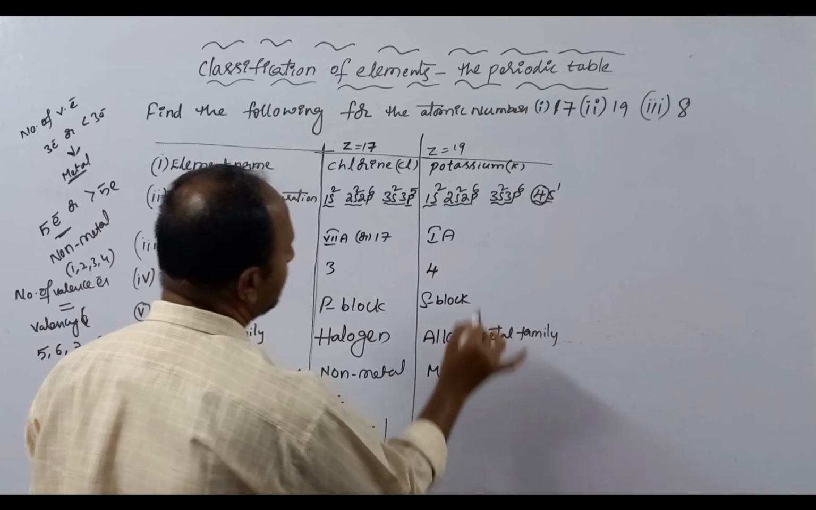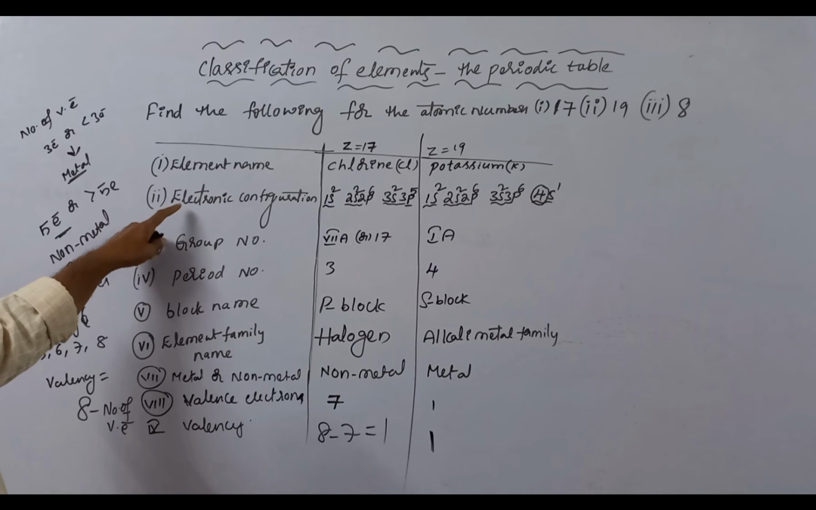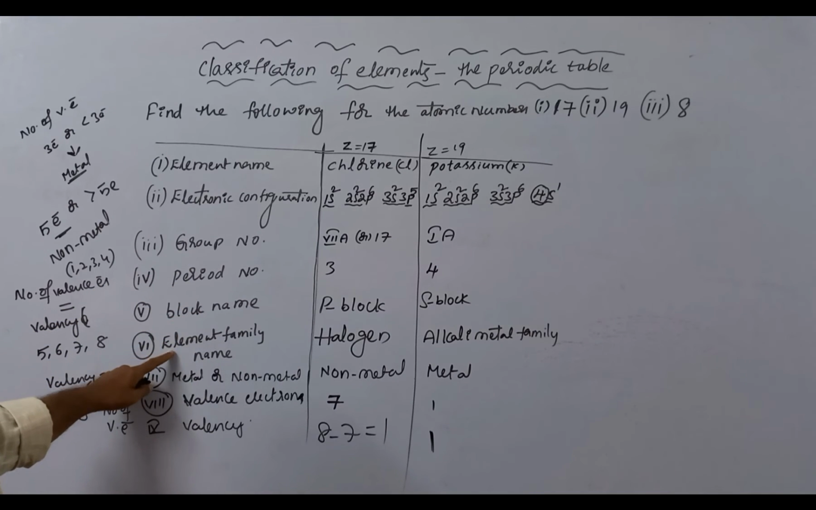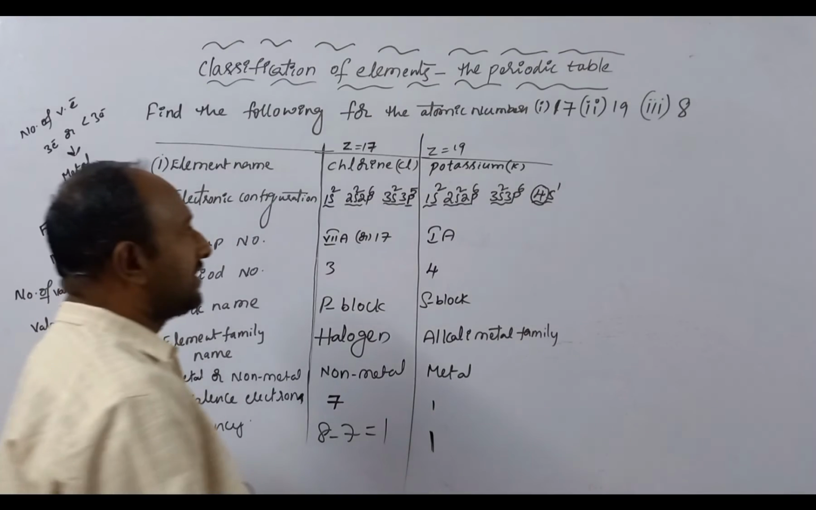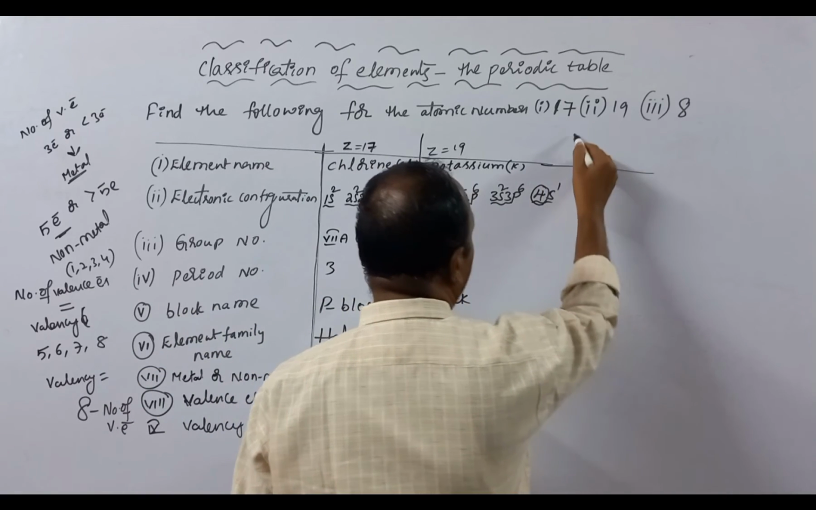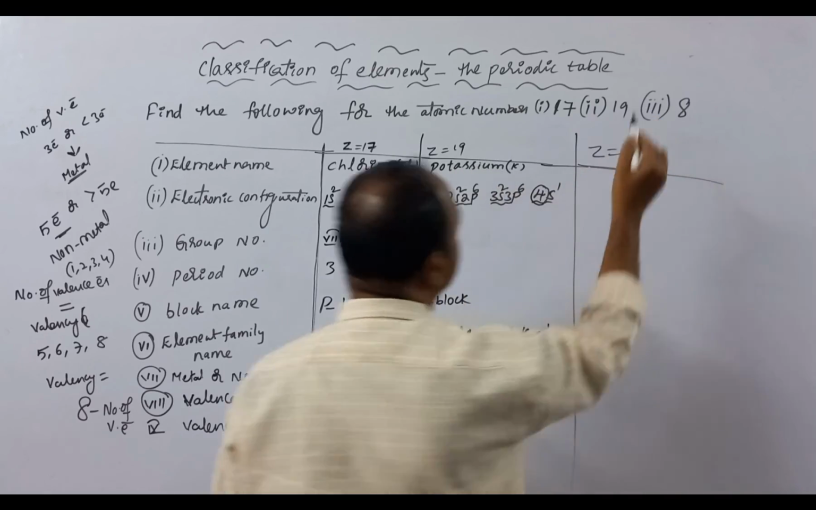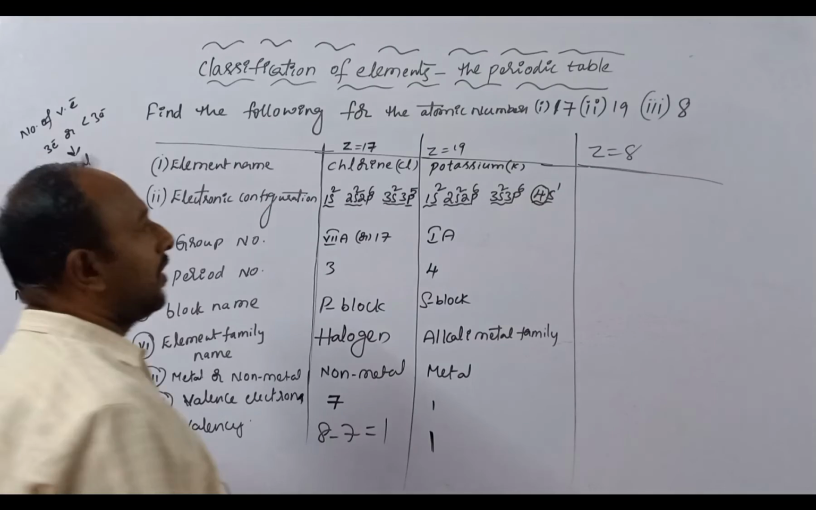So these are characteristic properties of atomic number 19: element name, electronic configuration, group number, period number, block name, element family name, metal or non-metal, valence electrons or valency. Last one, atomic number 8. Now, what about atomic number 8, students? Element name for atomic number 8 is oxygen.